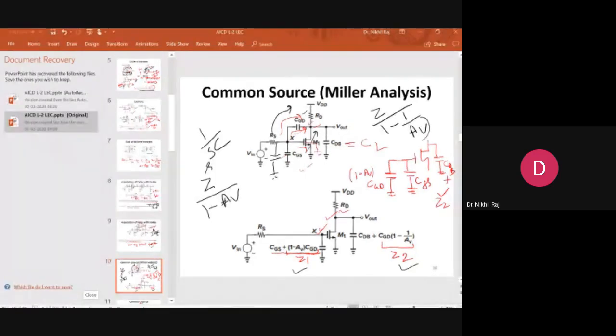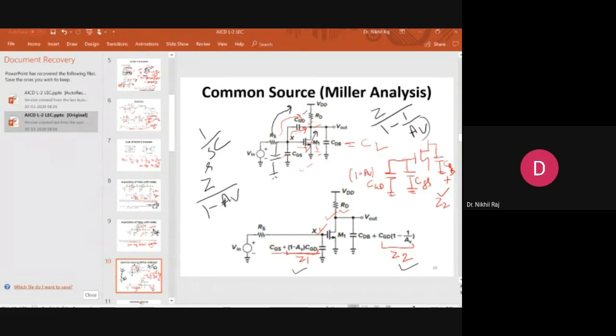So we computed the X and V out capacitances. Now, according to the calculation of poles, if any capacitance and resistance are coming at a particular node with respect to ground, a common, then by taking the product of these two, we can estimate the pole. So what will be the pole at the input section? It will be the product of RS into whatever capacitance, CGS plus (1 minus AV) into CGD.